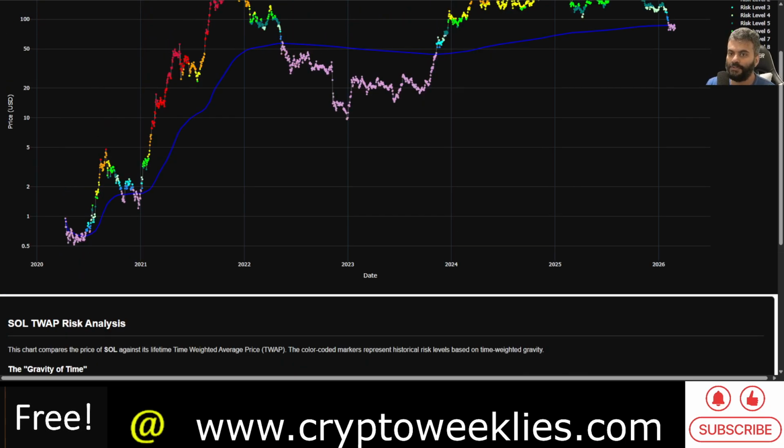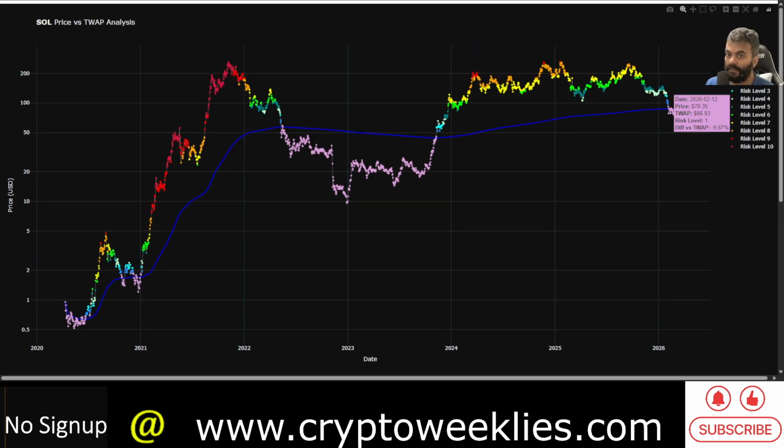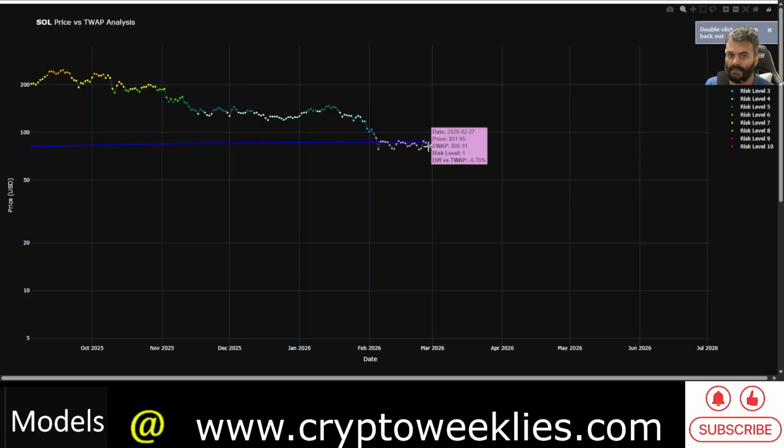Fair value, or closer to the blue line, that's where we are currently. Right now the price of SOL is very close to the time weighted average price. There is only a deviation of about 7%. The time weighted average price is at around $86. The price of SOL is at around $80.